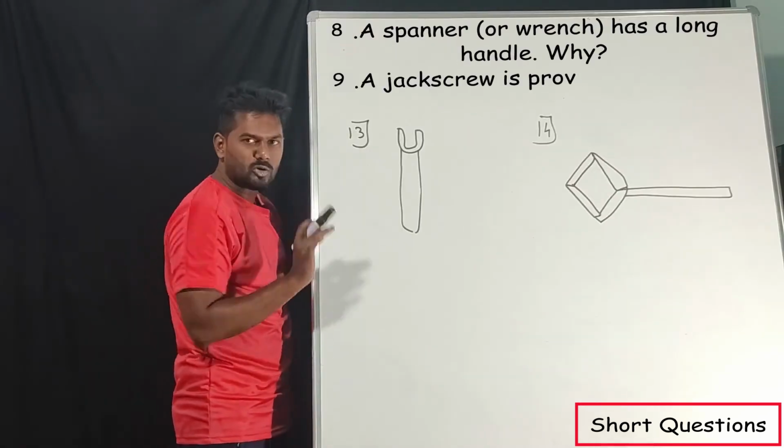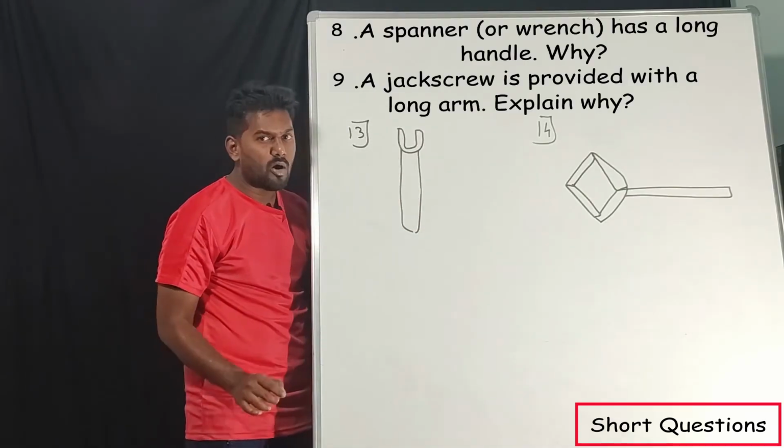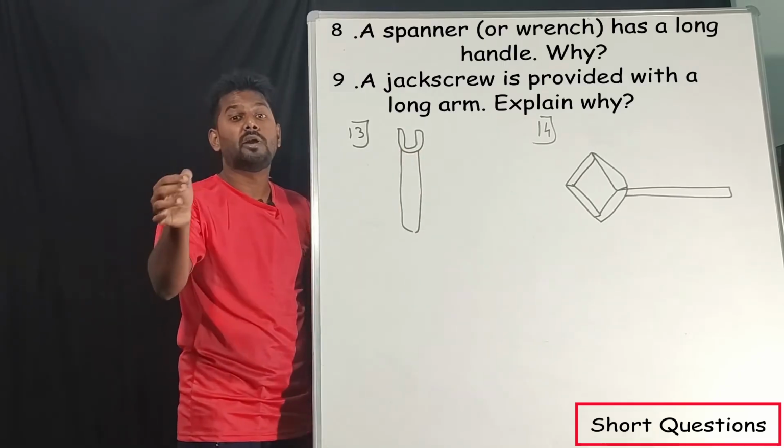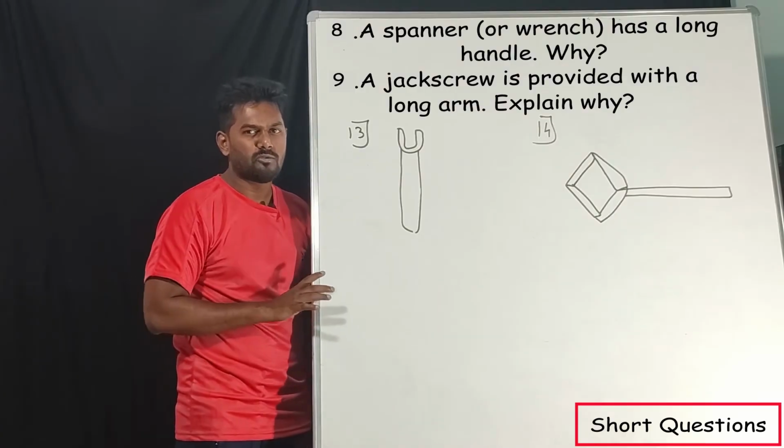Now we'll talk about the 13th question. Assume a spanner with a long handle. Why do we need to have a long handle? That is the question. Long handle means it has more perpendicular distance. The more the perpendicular distance, the more will be the moment of force.